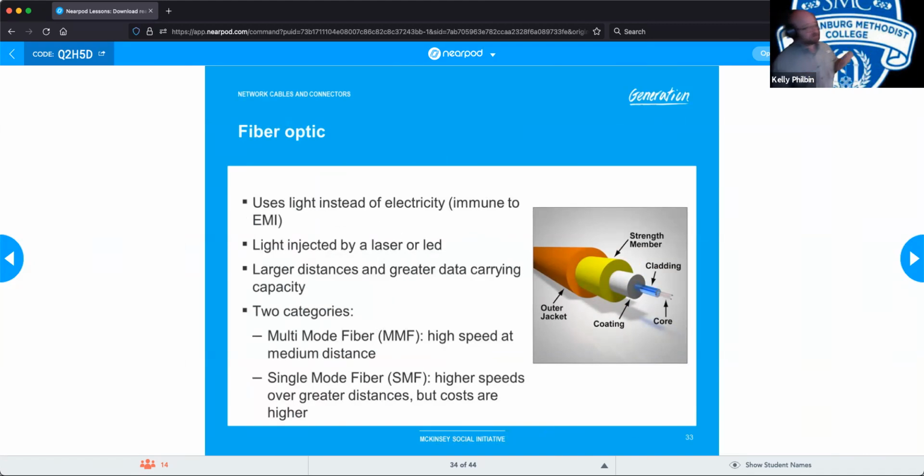And we're talking about that resistance versus immunity. Fiber optics are not affected by EMI at all. It is light that is injected into the cable either through a laser or an LED.